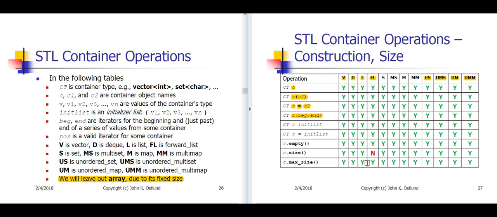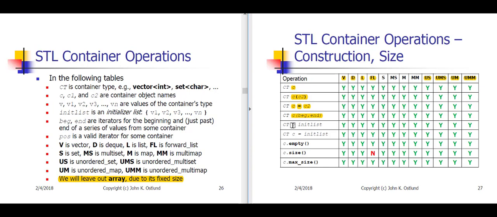Now, what's really cool about this is we can use this constructor to build some new container of some type from any other kind of container of that same type. So, for example, we could use this constructor to build a vector of int containing all of the elements from the beginning to the end in a list of int, or in a set of int, or in a multiset of int, and so on.